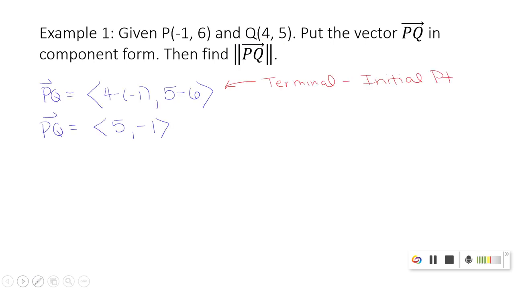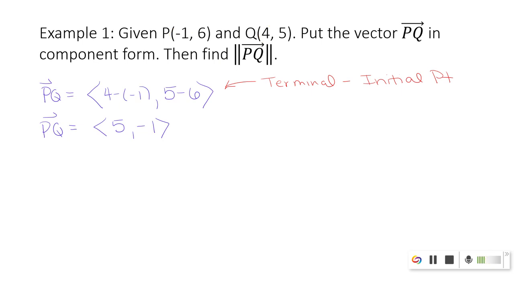All right, so horizontal component is just my change in x. My vertical component is just my change in y. And so change in x, I'm going to take my terminal minus my initial point, so 4 minus -1, and that gave me 5. So basically this vector is going from x equal -1 over to x equal 4. That distance is 5 units. So my horizontal component is 5.